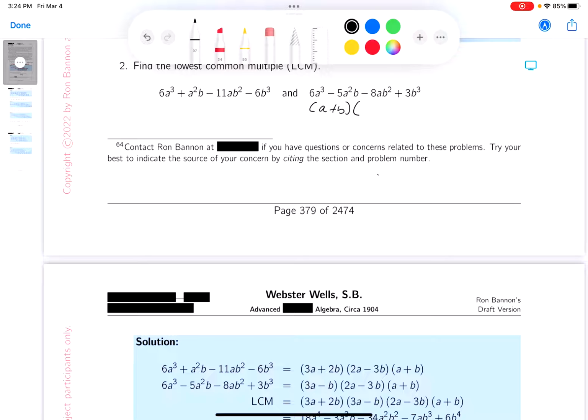So what I want to do is a long division to find the remaining factor, which will be quadratic. It'll be easier for me to deal with. So 6a cubed minus 5a squared b minus 8ab squared plus 3b cubed. This is going to work out nicely because we've already verified that a equals minus b is a root, so a plus b would be a factor. So let's write this down. It's going to be 6a squared. You would get 6a cubed. And then you're going to get what? Plus 6a squared b.